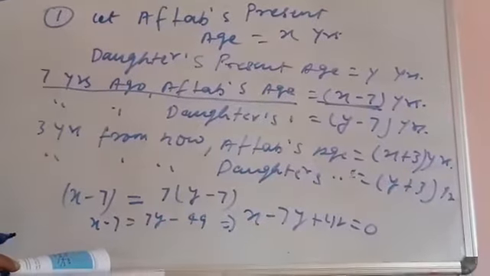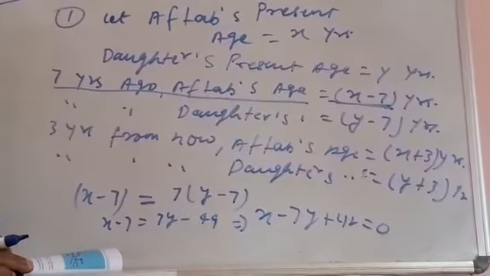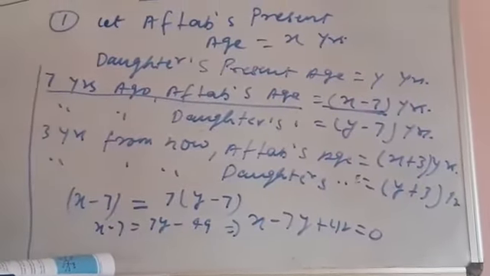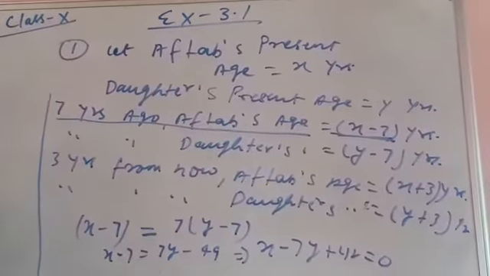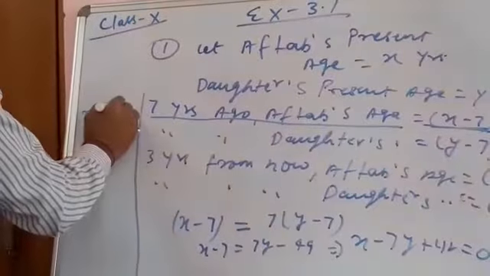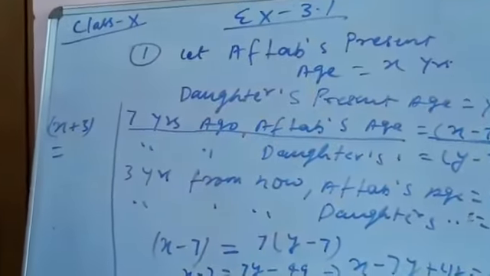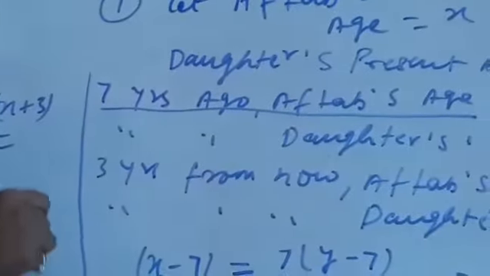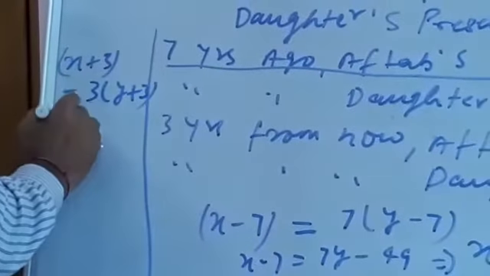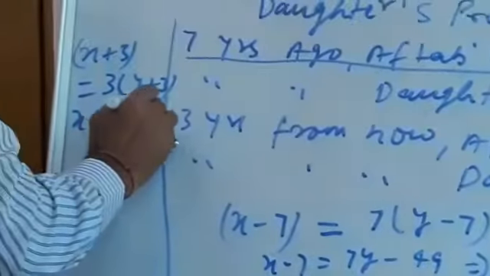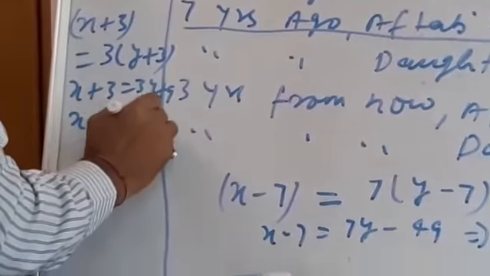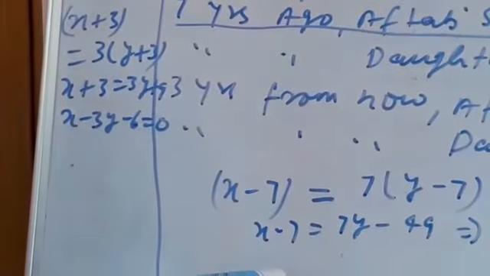What about the other? The next one is 3 years from now I shall be. Here I am just dealing with the next equation. 3 years from now I, what is I? This is x plus 3 is equal to 3 times as old as you, meaning 3 into y plus 3. So this gives you x plus 3 is equal to 3y plus 9, and this gives you x minus 3y minus 6 is equal to 0. So this is the second situation.